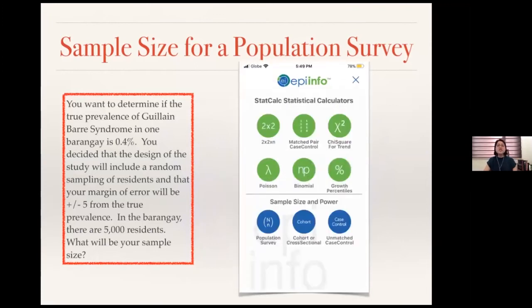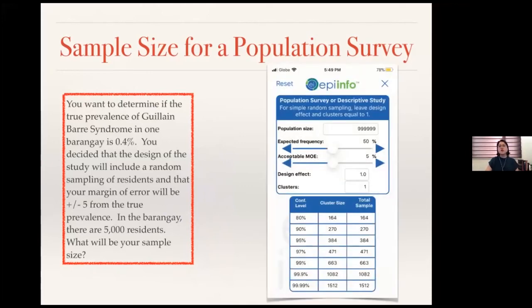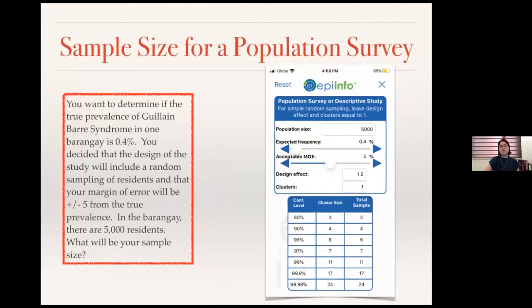When you click on StatCalc, you will be able to see the sample size and power. For this particular example, since this is a population survey, you want to survey the population, so you click on population survey. And when you click on population survey, this comes out. This is the interface. If you read it, population survey or descriptive study for simple random sampling, leave design effect in clusters equal to 1. So we'll explain that later.